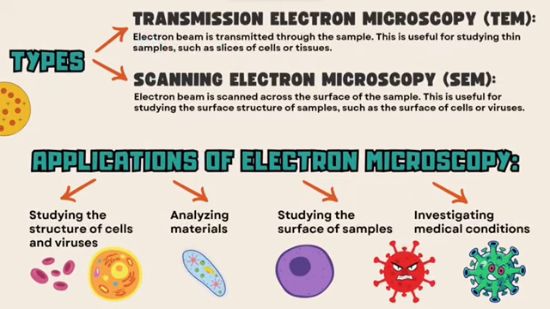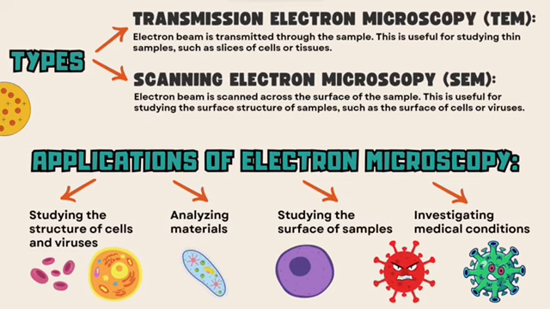Generally, there are two types of electron microscope. The first one is transmission electron microscopy, TEM. The electron beam is transmitted through the sample. This is useful for studying thin samples, such as slices of cells or tissues. The other type of electron microscope is scanning electron microscopy, SEM. The electron beam is scanned across the surface of the sample. This is useful for studying the surface structure of samples, such as the surface of cells or viruses.